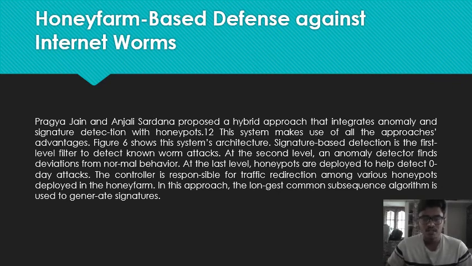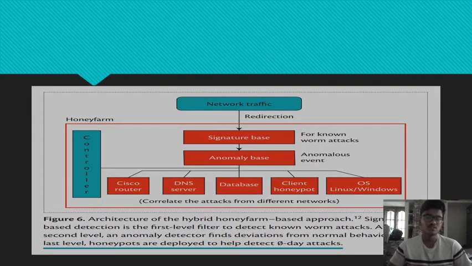In this system architecture, signature-based detection is the first level to detect known worm attacks. At the second level, an anomaly detector finds the deviations from the normal behavior. At the last level, honeypots are deployed to detect zero-day attacks. The controller is responsible for traffic redirection among various honeypots deployed in the honeyfarm. In this approach, the longest common subsequence algorithm is used to generate signatures.